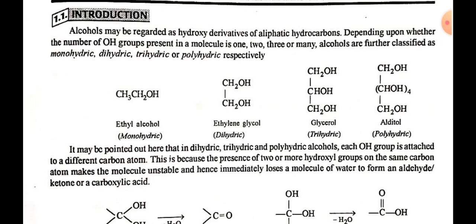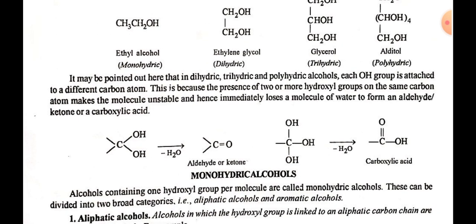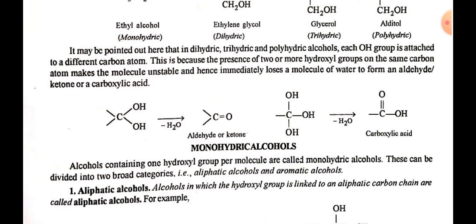It may be pointed out here that in dihydric, trihydric, and polyhydric alcohols, each hydroxyl group is attached to a different carbon atom. This is because the presence of two or more hydroxyl groups on the same carbon atom makes the molecule unstable, and it immediately loses a molecule of water to form an aldehyde, ketone or a carboxylic acid. You can see this reaction in which carbon has two hydroxyl groups attached, which loses a molecule of water and makes an aldehyde or a ketone. And when carbon has three hydroxy groups attached, it will lose a molecule of water and will become a carboxylic acid.